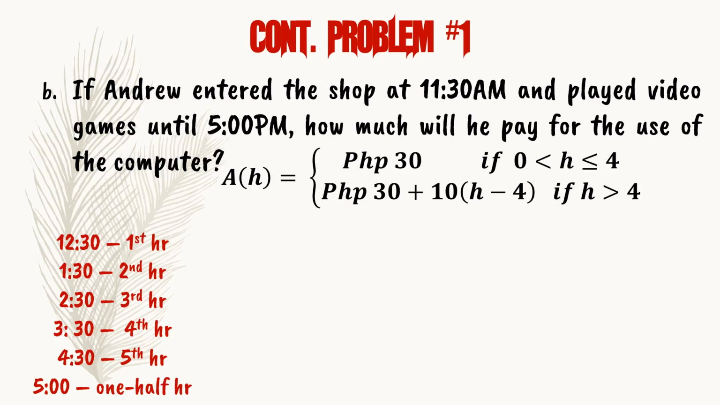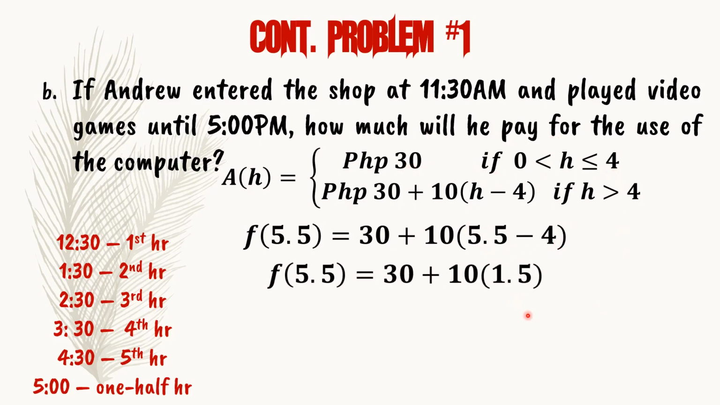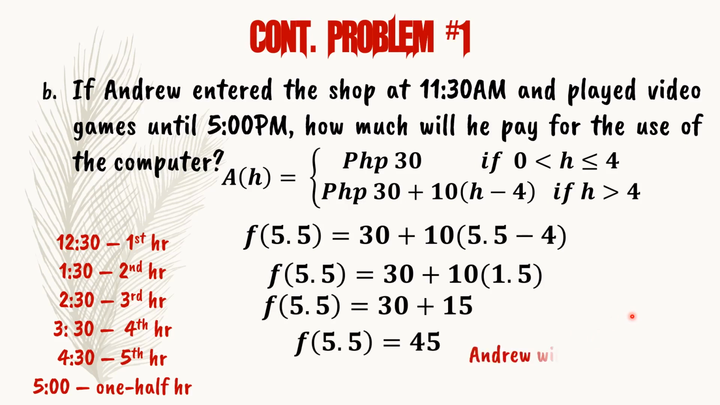And since 5.5 hours is greater than 4, we will be using the second formula. So just substitute it there. You will have here 30 plus 10 times 5.5 hours, the number of hours he played, minus 4. So we have to subtract 4 because the first 4 hours will be 30 pesos. So subtract that one, that will give you 1.5, that is the extra hour, multiplied by 10, so that will give you 15 pesos. So for 5.5 hours, he will pay 45 pesos. So that's how you solve it.